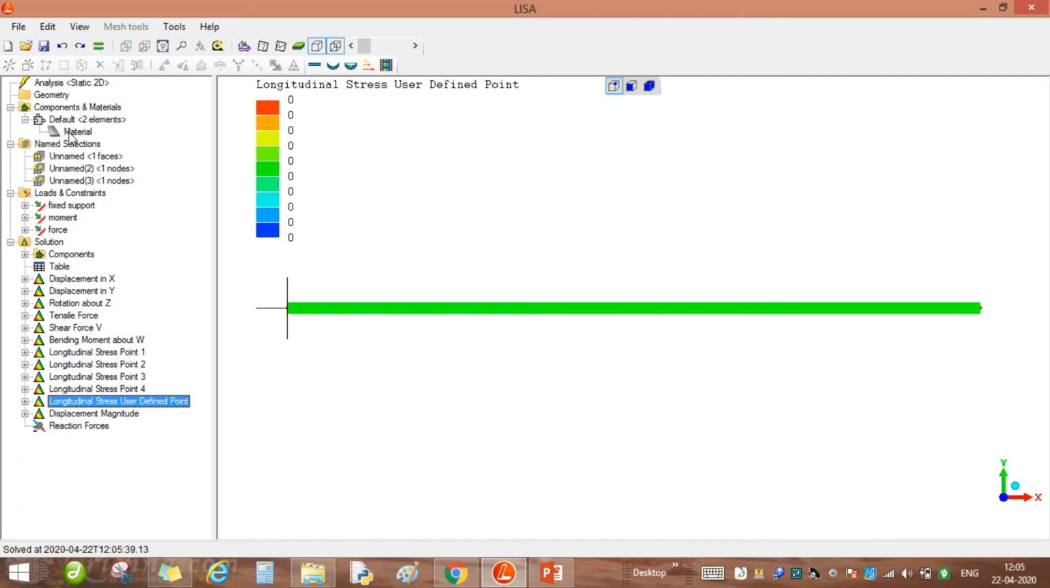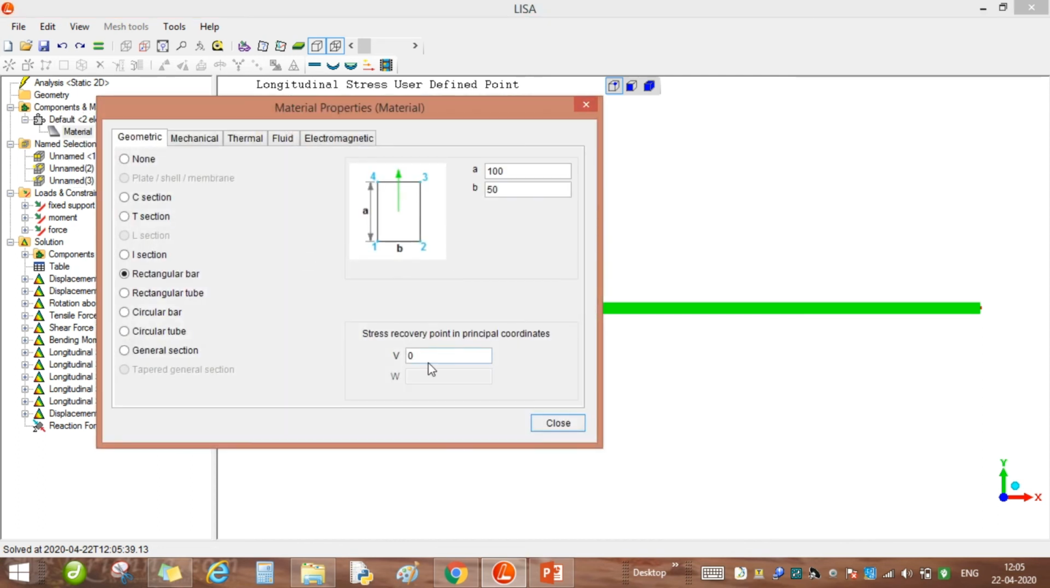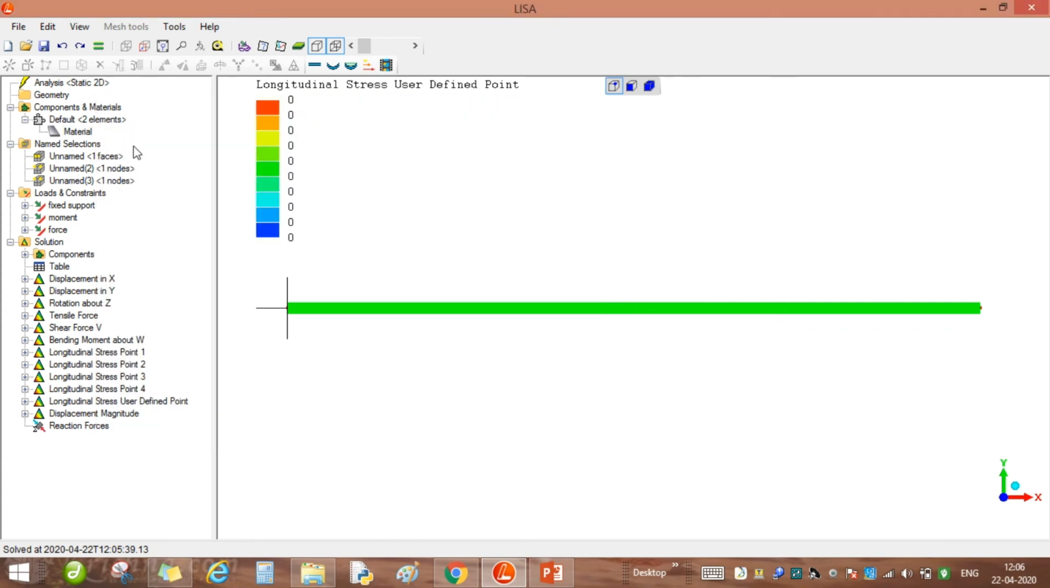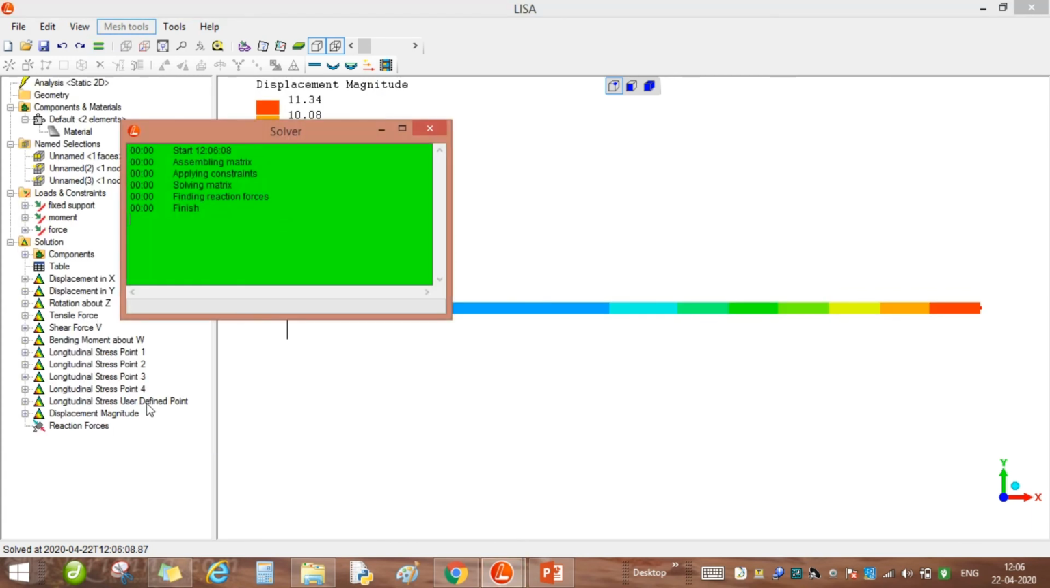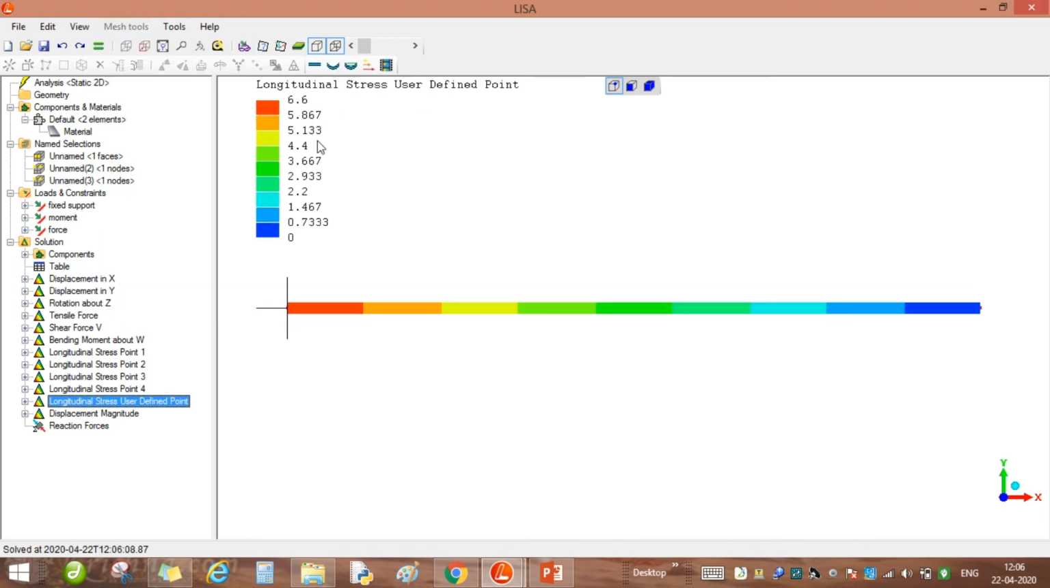So again, if you want to make change, you can consider any other point here. Let it be 25, midway between the top layer. So let us solve it again and find the user defined point. It is 6.6, because in case of beam, stress varies linearly from neutral axis to the maximum at the top in tensile and minimum as compressive stress at the bottom fiber. Depends again on the type of loading.